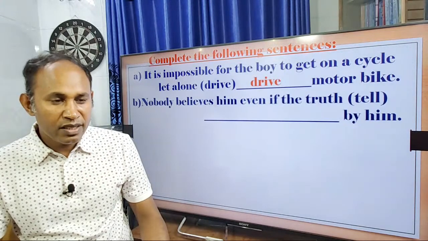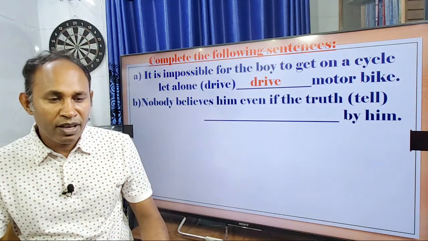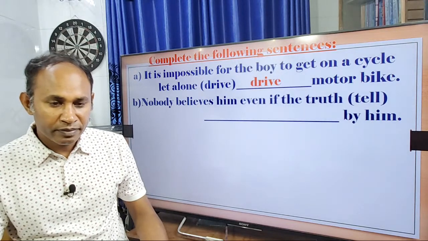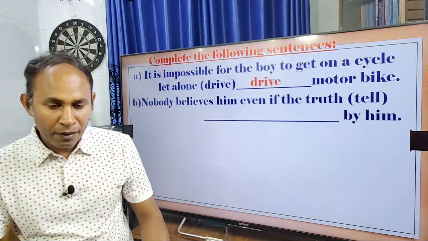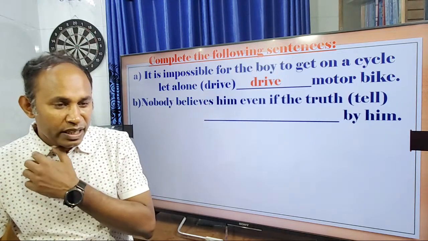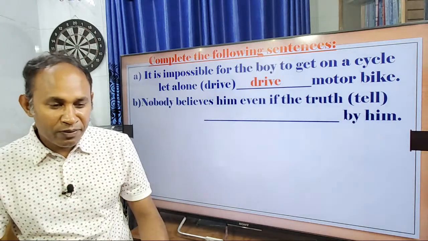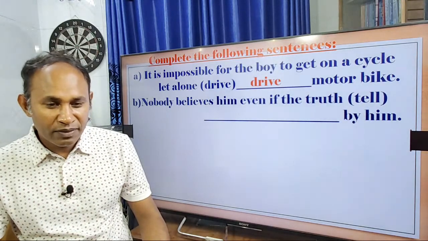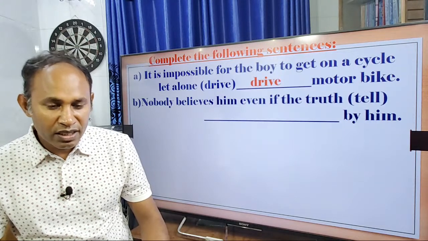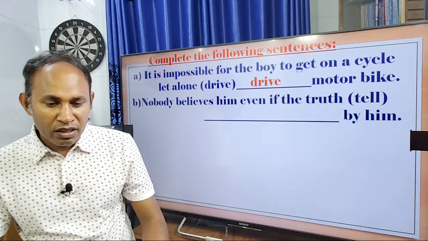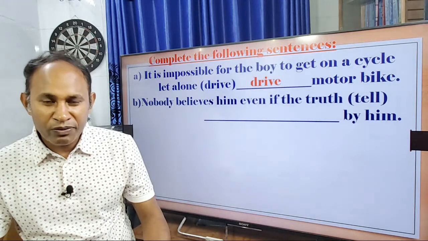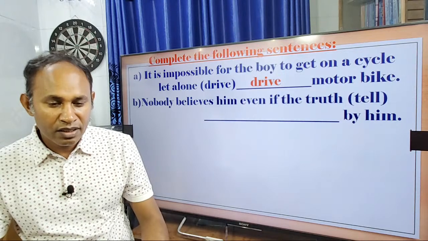এন্ড দ্য নেক্সট কোশ্চেন ইজ দেয়ার নোবডি বিলিভস হিম ইভেন ইফ দ্য ট্রুথ টেল বাই হিম। Okay, you just do it, hurry up. We are too late today. Actually, your port theke test gulo 40 marks er nite hobe. It should be shortened. It is really too tough to take the test. 50 marks is too tough.